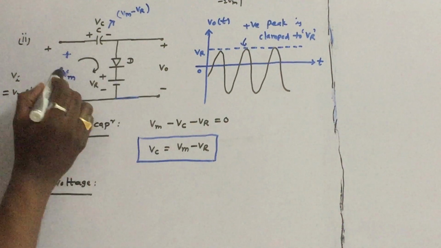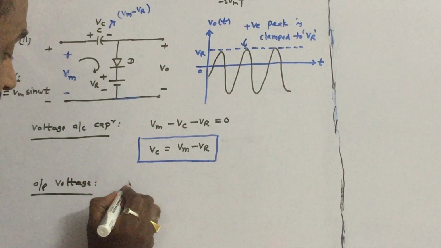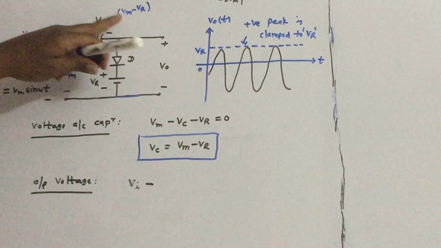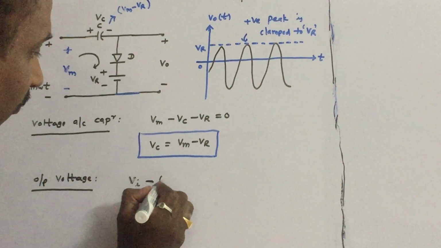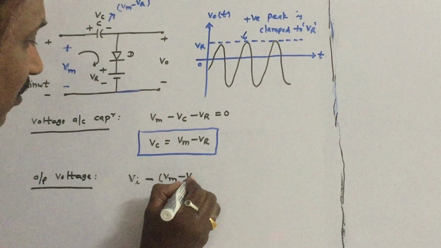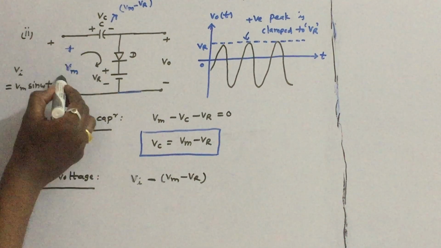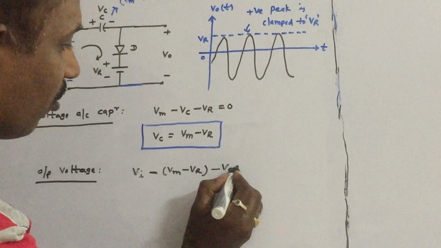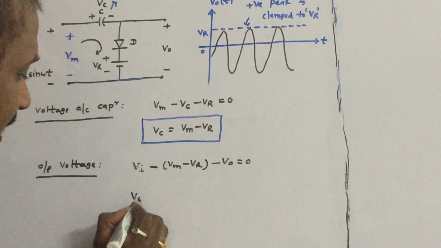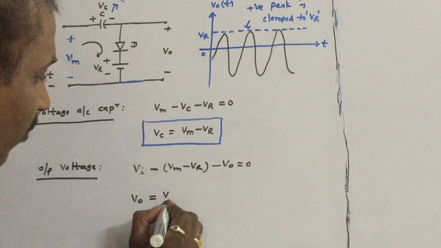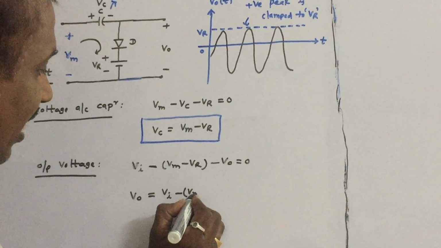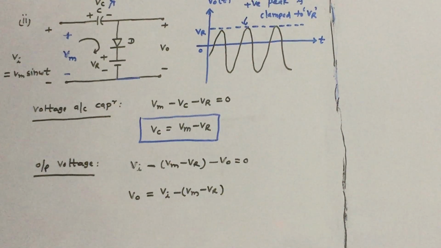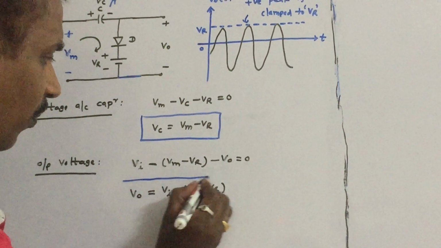So that is the outer loop. Let us take the input as Vi. The capacitor is charged to Vm minus Vr. So Vi minus (Vm minus Vr) minus V0 is equal to 0. From this, what is the output expression? V0 is equal to Vi minus (Vm minus Vr). So this is the output expression.